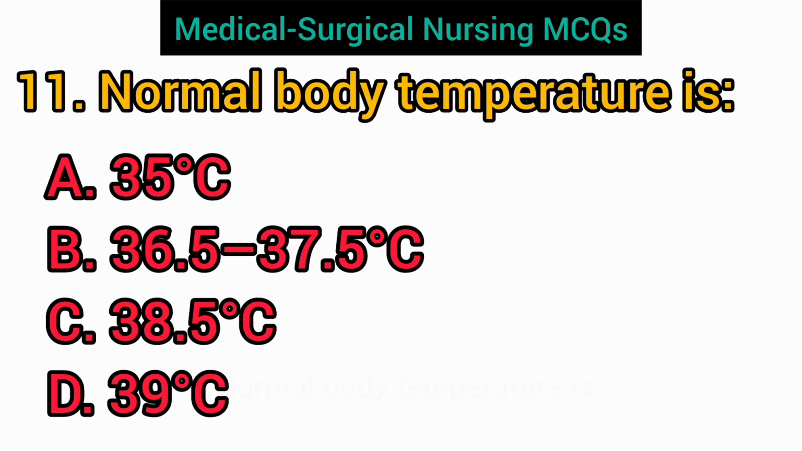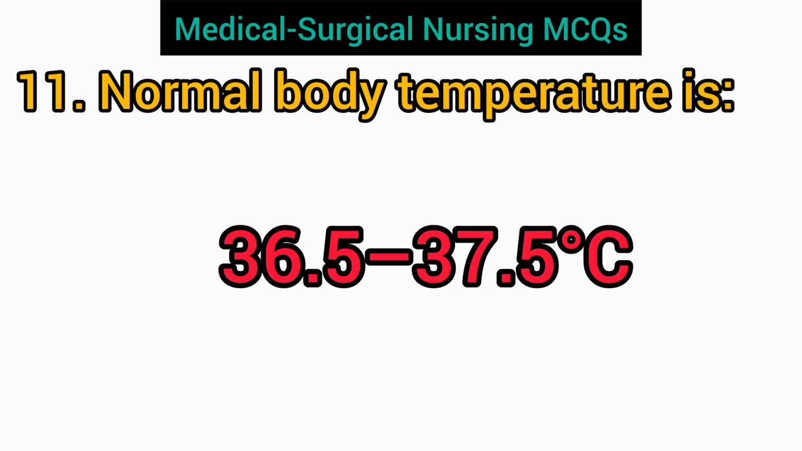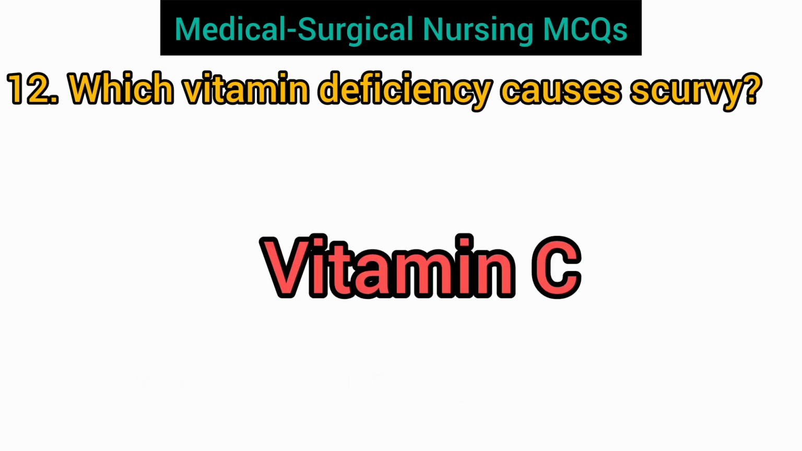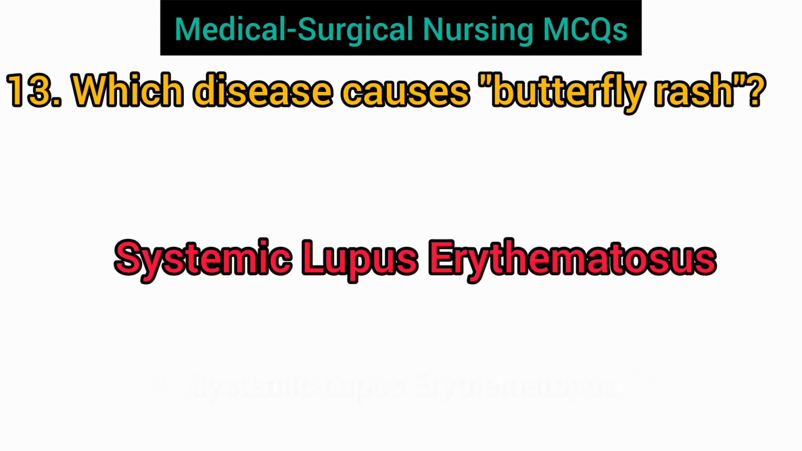Normal body temperature is 36.5 to 37.5 degrees Celsius. Which vitamin deficiency causes scurvy? Vitamin C. Which disease causes butterfly rash? Systemic lupus erythematosus.